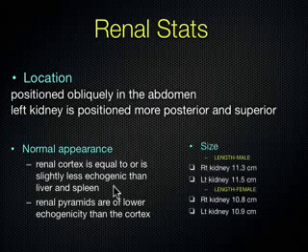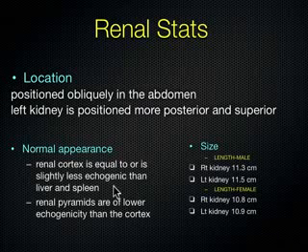And the sizes are a little bit different in males and females. The kidneys are slightly larger in males, about a half centimeter or so bigger. And then the right kidney is actually smaller than the left kidney. You can see there that the right kidney in a male is about 11.3 centimeters, whereas the left kidney in the male is bigger, 11.5 centimeters. Same thing with the females. They get a little bit bigger on the left side.